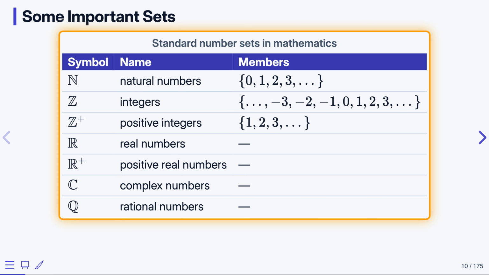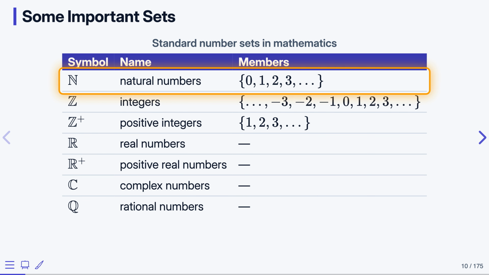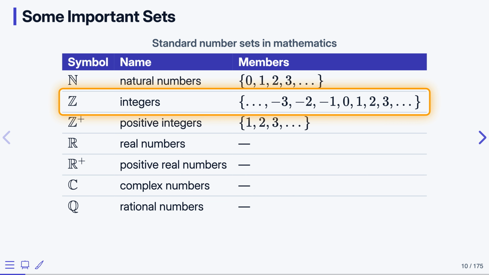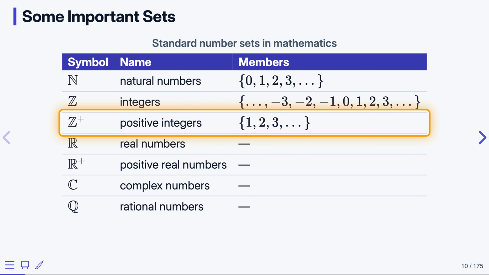Some sets are so common that they get their own letters, written in a blackboard bold style. Learn these well because we use them constantly. Capital N is the set of natural numbers, 0, 1, 2, 3, and so on. Capital Z is the set of integers. These are the whole numbers going both ways, positive and negative, with 0 in the middle. Capital Z with a small plus sign is the set of positive integers, 1, 2, 3, and so on.